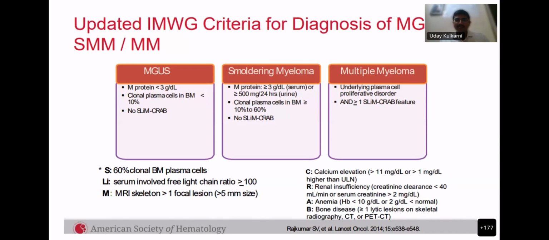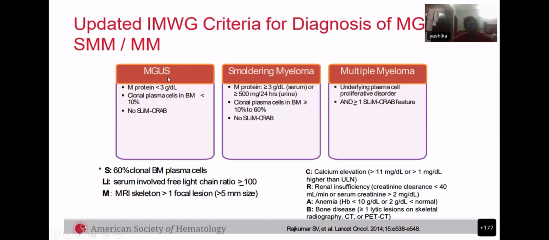to call it myeloma. So that's 60% clonal plasma cells, or a serum involved free light chain ratio of more than or equal to 100, or MRI of the skeleton showing more than one focal lesion of more than 5 mm size. So these criteria were added to the regular CRAB features.